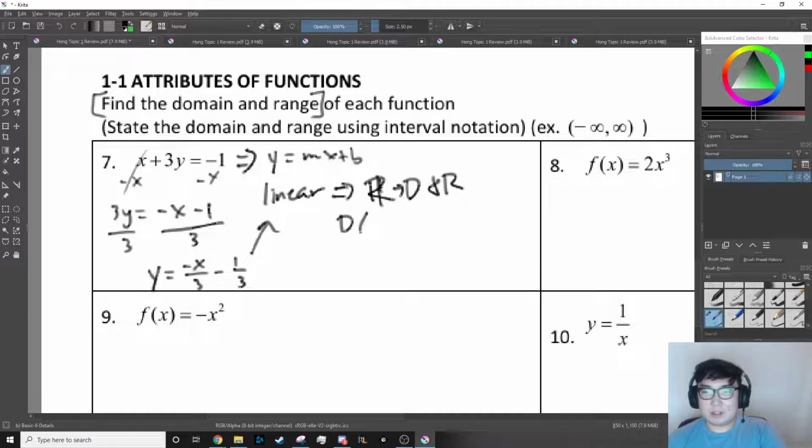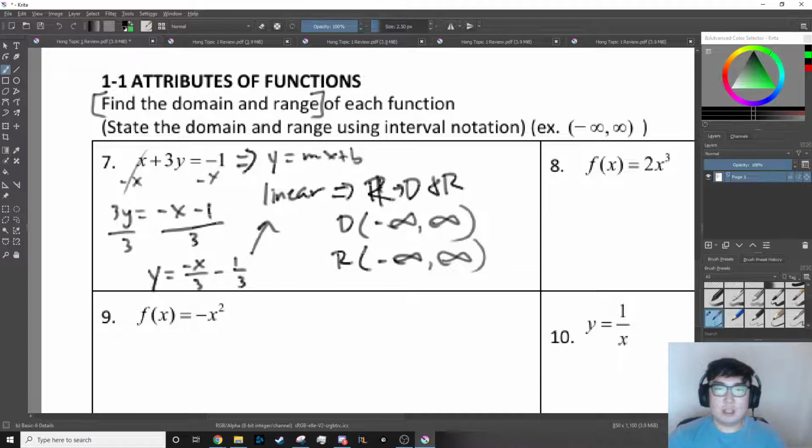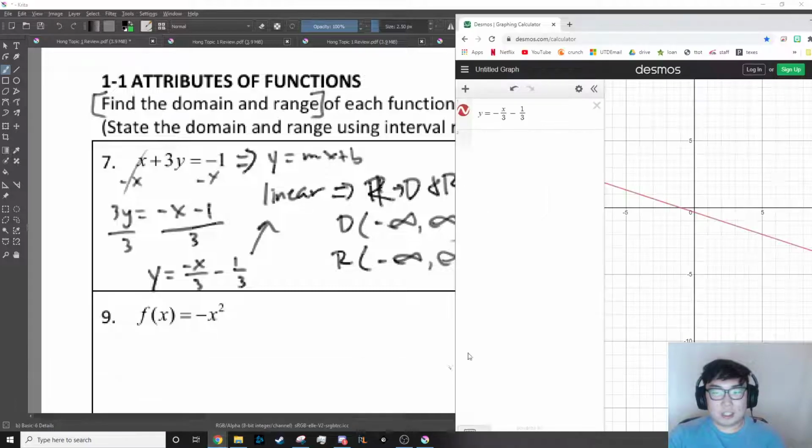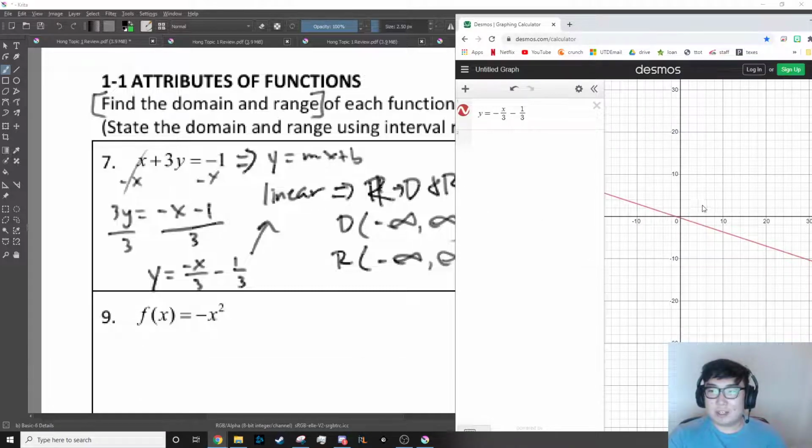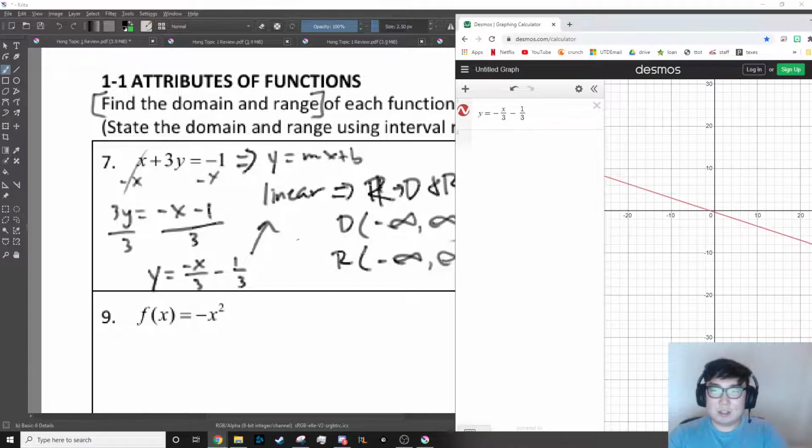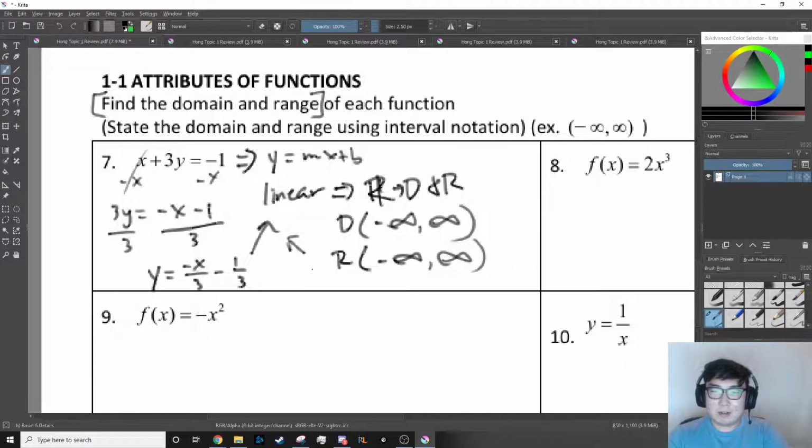So my domain is going to be negative infinity to infinity, and range is going to be negative infinity to infinity, because it is linear. So just understanding the concept behind linear to domain and range. If you didn't know that, you can still check it by looking at this graph and drawing your compass, which I taught in class. You know that it goes diagonal this way, and you know it goes diagonal the other way, the opposite way. So it'll hit every point in the range and the domain.